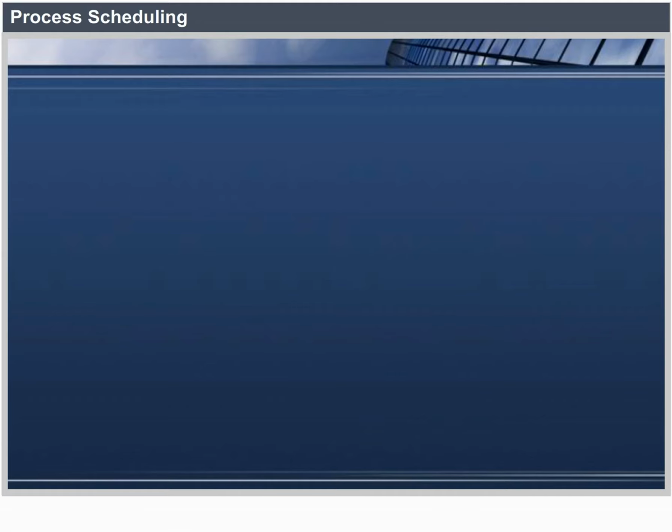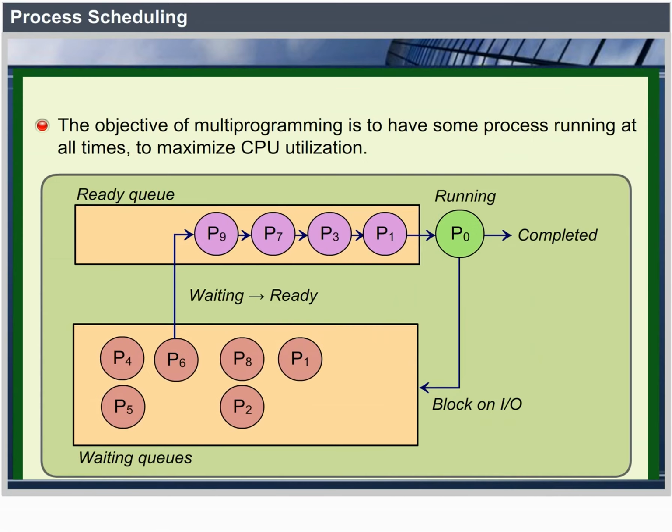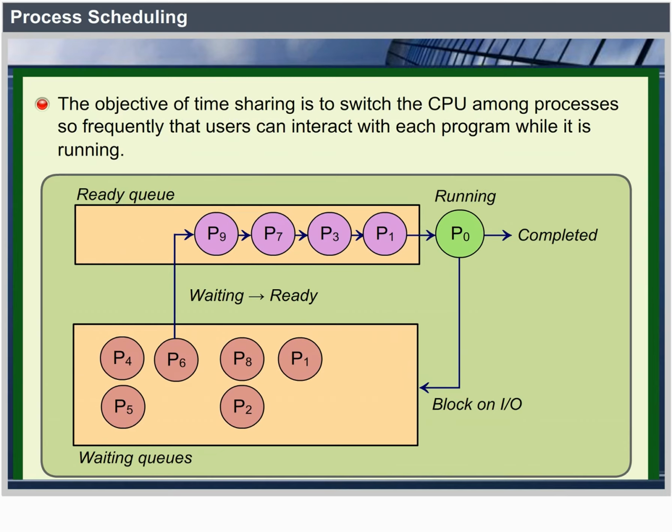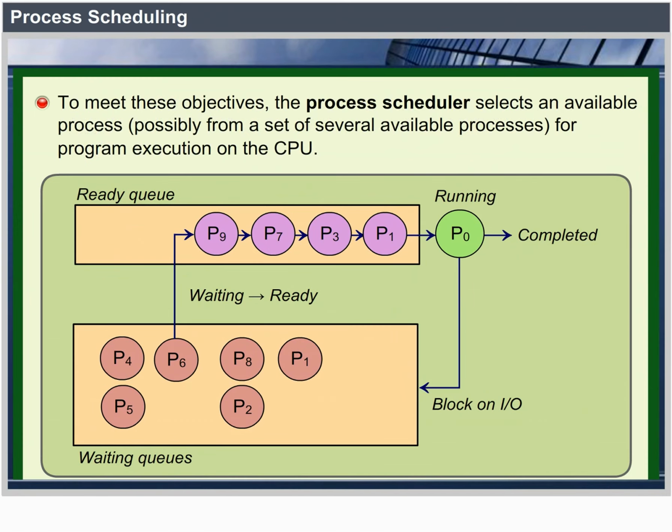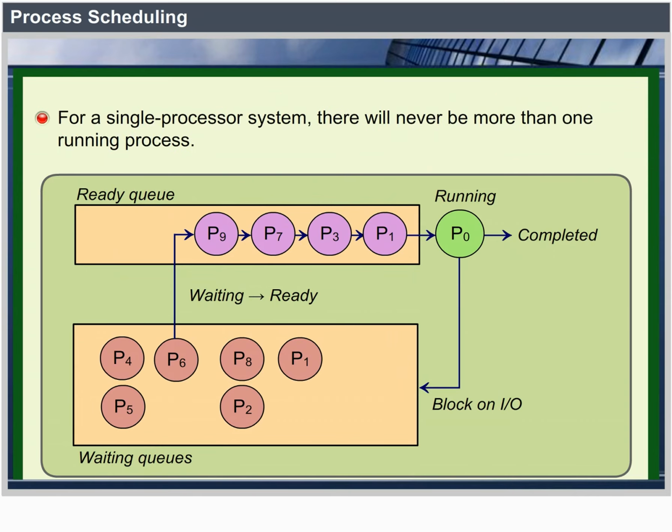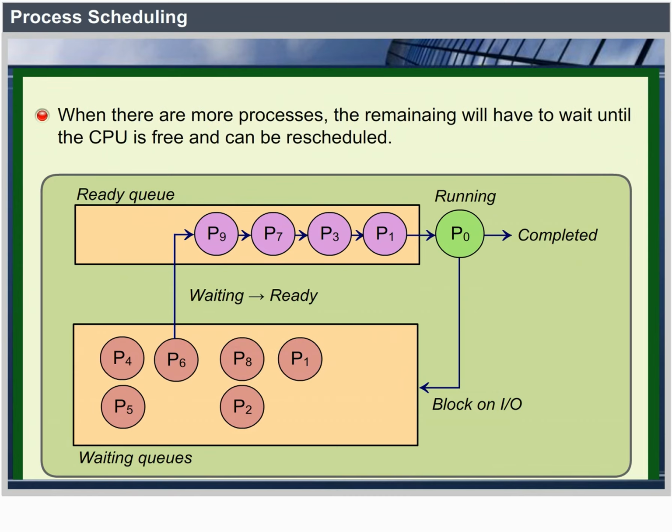Process scheduling. The objective of multiprogramming is to have some process running at all times to maximize CPU utilization. The objective of time sharing is to switch the CPU among processes so frequently that users can interact with each program while it is running. To meet these objectives, the process scheduler selects an available process, possibly from a set of several available processes, for program execution on the CPU. For a single-processor system, there will never be more than one running process. If there are more processes, the rest will have to wait until the CPU is free and can be rescheduled.